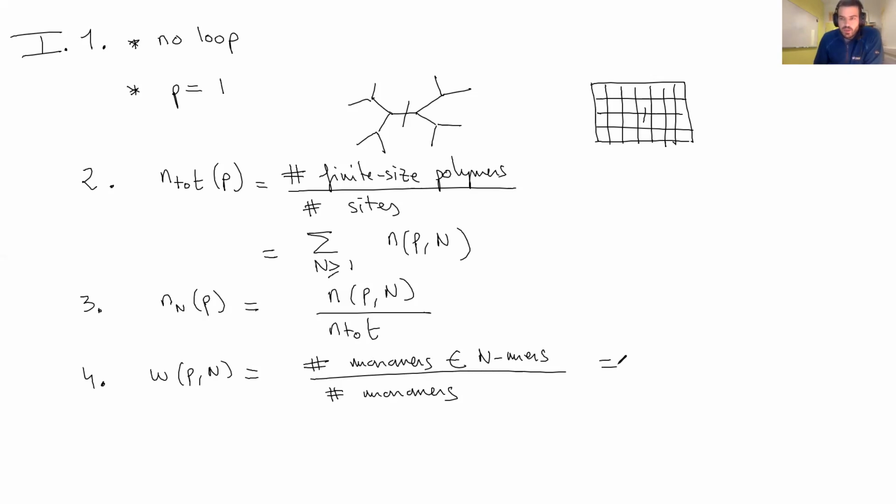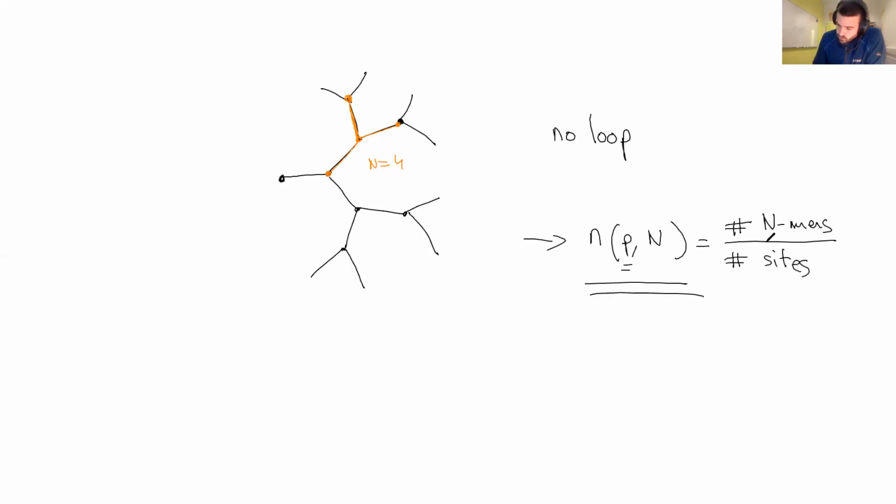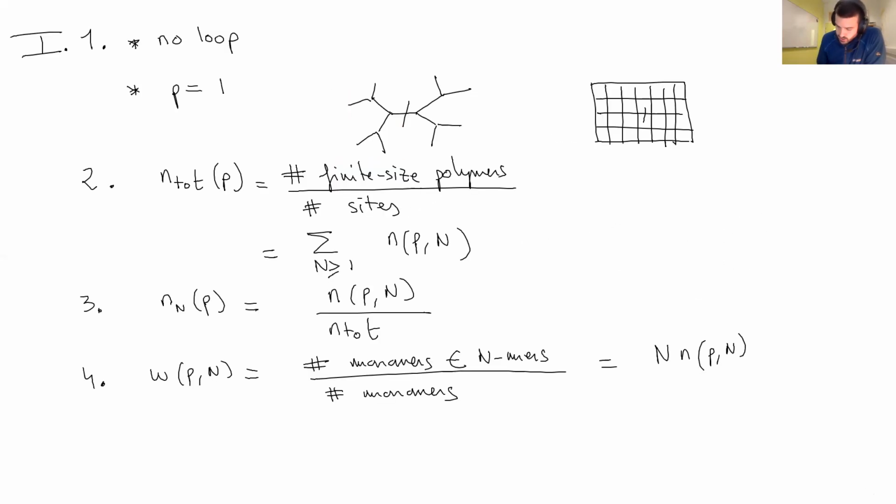Well, the number of monomers, yes, please? That's n times npn. Yes. So the number of monomers belonging to N-mers is the number of monomers in one N-mer multiplied by the number of N-mers. So we are back to the number of N-mers per site, or per monomer. And we just multiply by capital N, which is the number of monomers in one chain. Okay, so far so good.